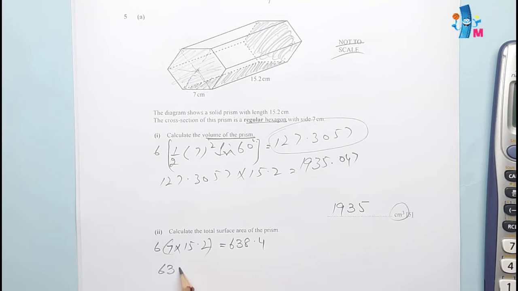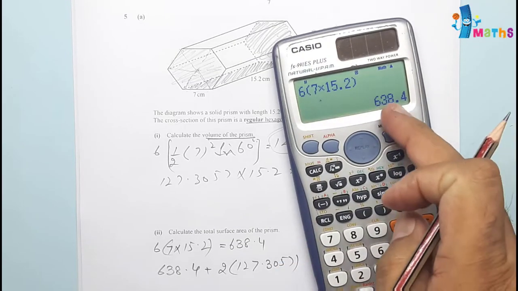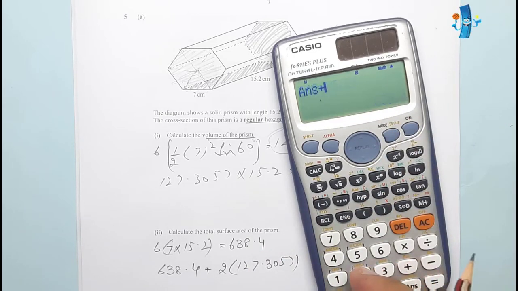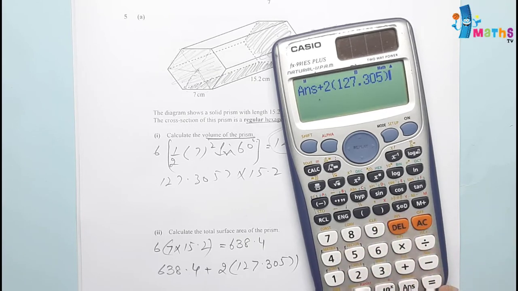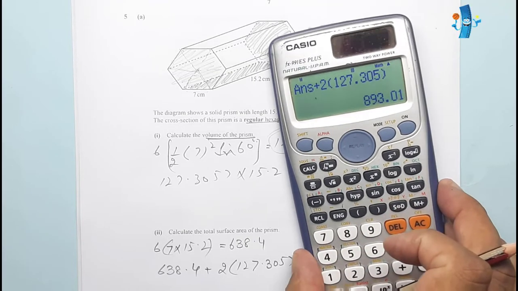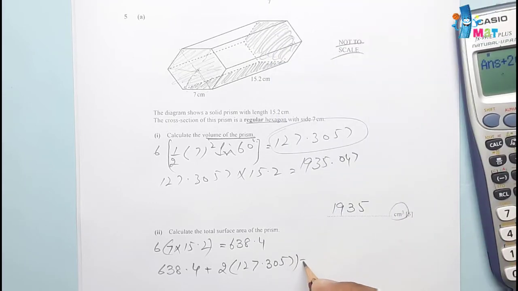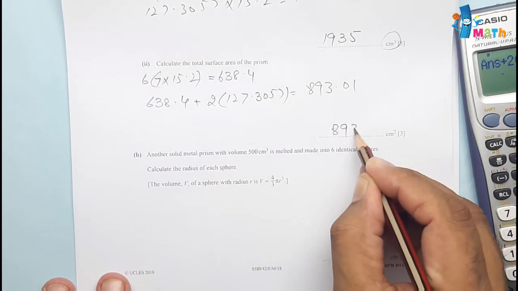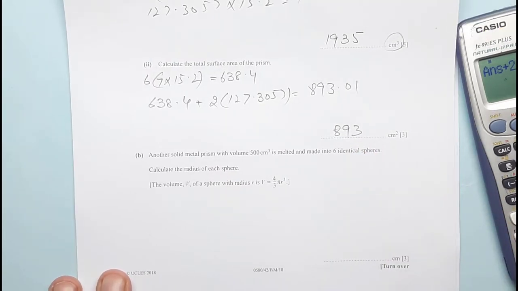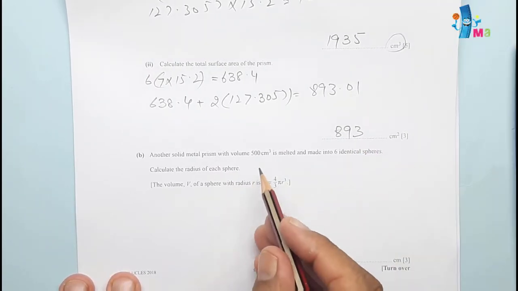So 638.4 plus 2 into 127.305. If we calculate, this is already written, plus 2 multiplied by 127.305. So this will be equal to 893.01. So our answer we will write in the proper place, 893 centimeter square.